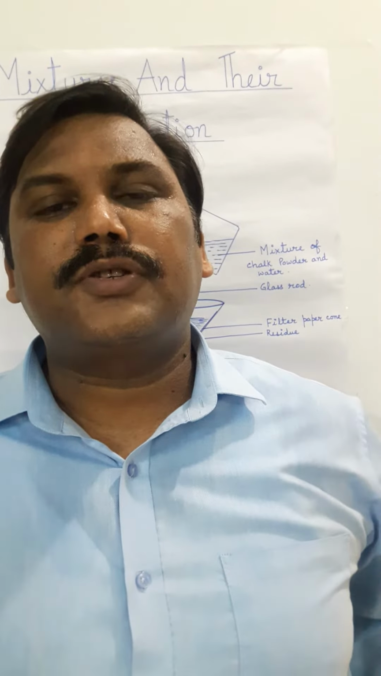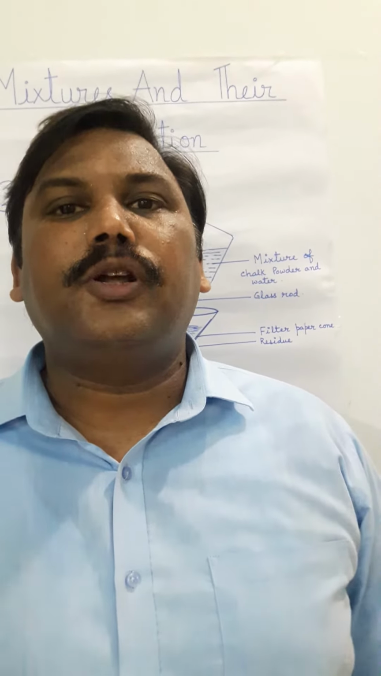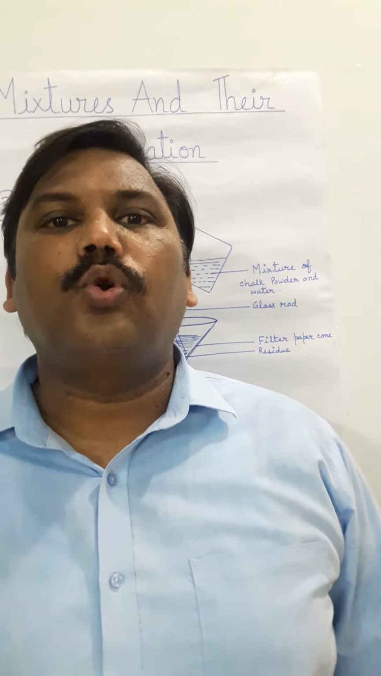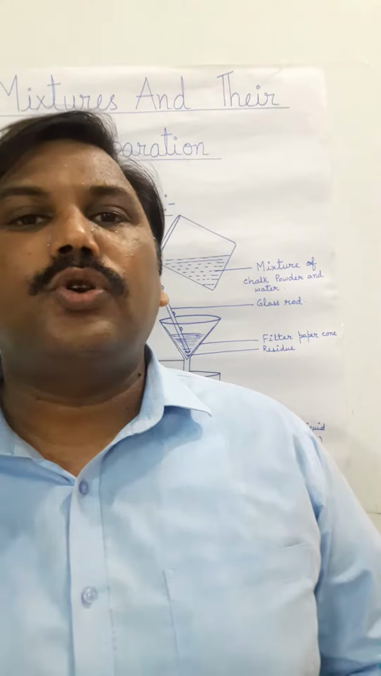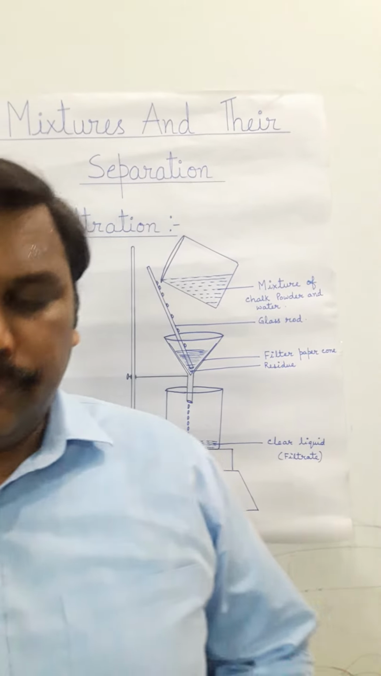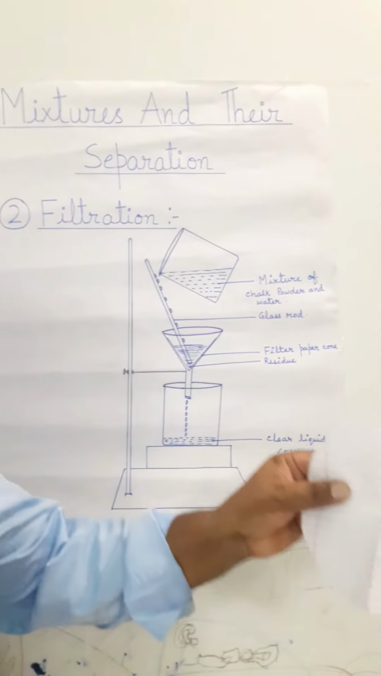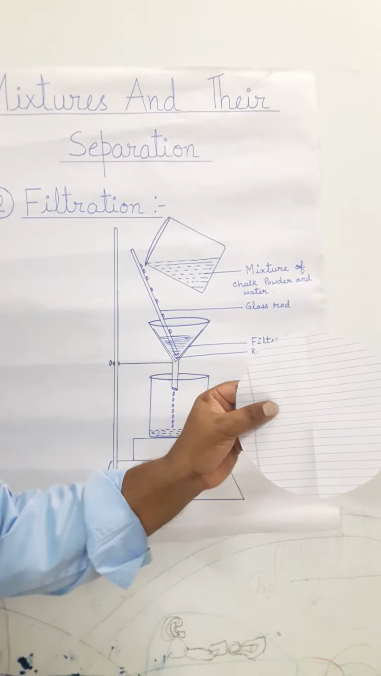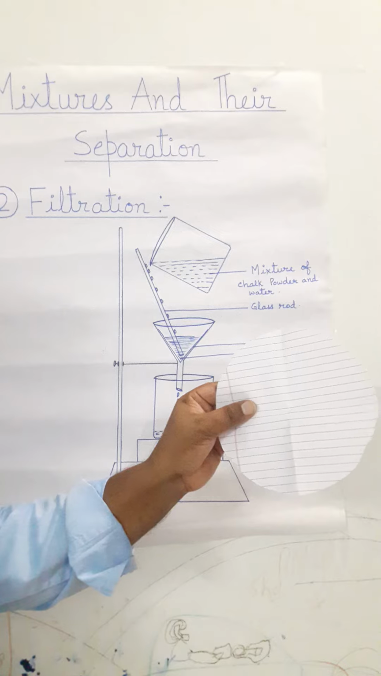In this method, first we'll take a circular filter paper from the lab and we'll make a cone of the filter paper. Now I'll show you how to make a cone of the filter paper. Though this is not a filter paper, this is ordinary paper. But we'll take such a circular filter paper from the lab.